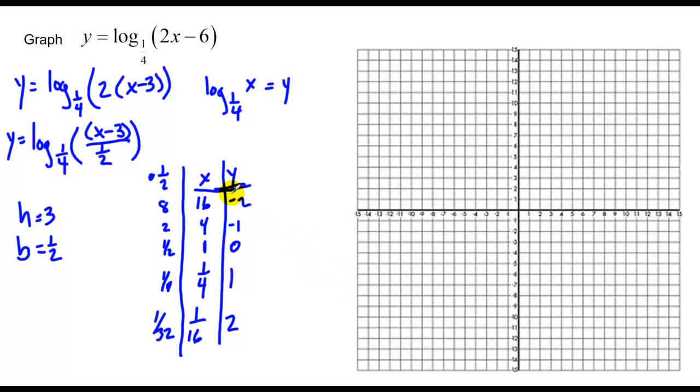And I'm going to make all those jumps from the point 3, 0. So if I go over a half and up 0, I'm right around here. Let's use a different color. If I go over an 1/8 and up 1, right around here. Over a 32nd, up 2, about here. Over 2, down 1. And over 8, down 2.